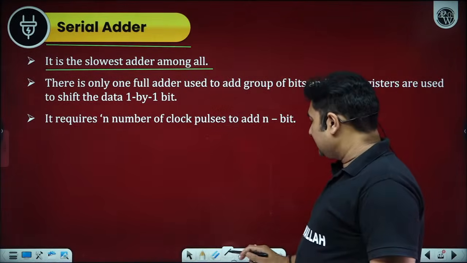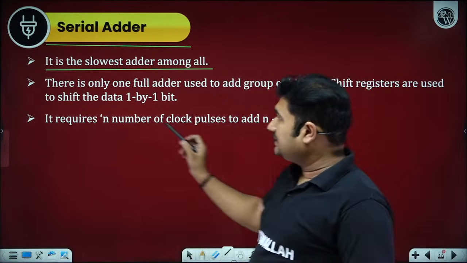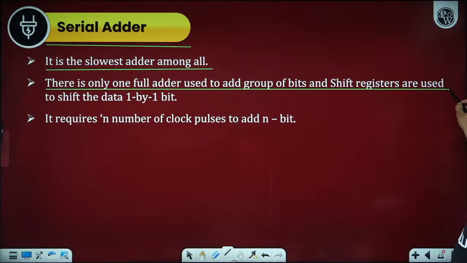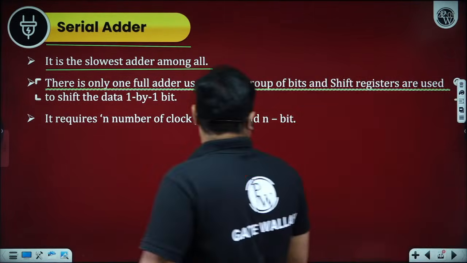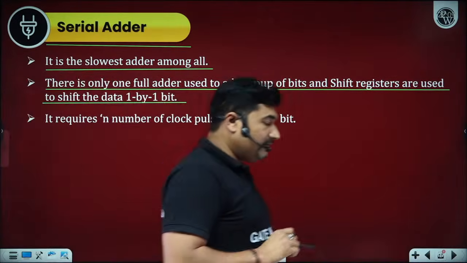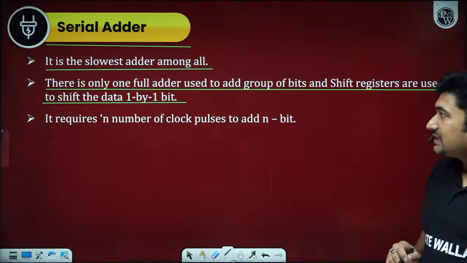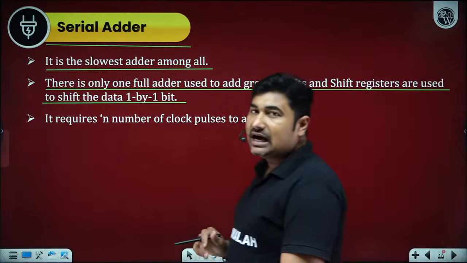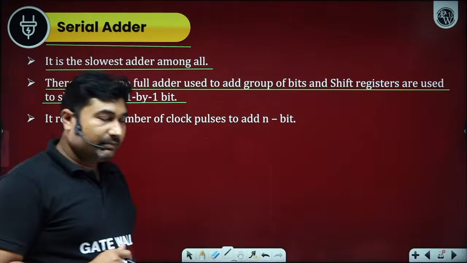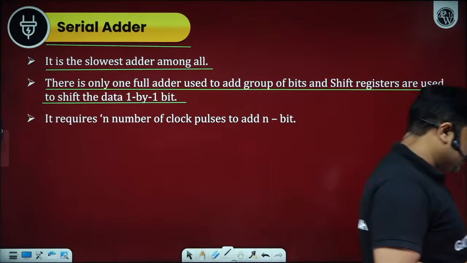Please observe. It is the slowest adder among all. Only one full adder is used to add a group of bits, and shift registers are used to shift the data one by one bit. How many of you were able to understand? Please let me know by writing in the comment section.